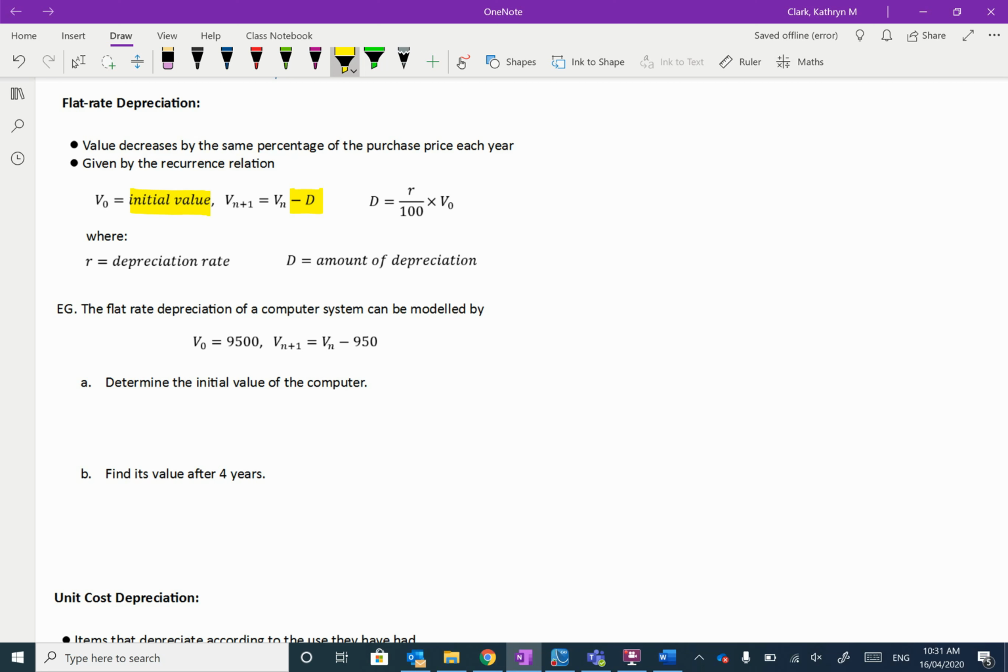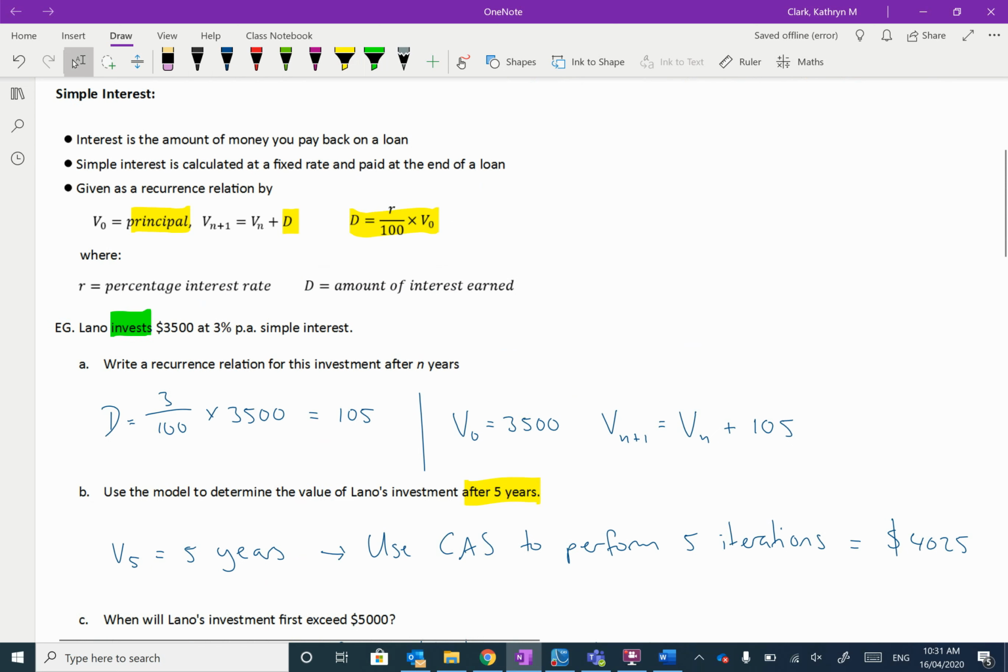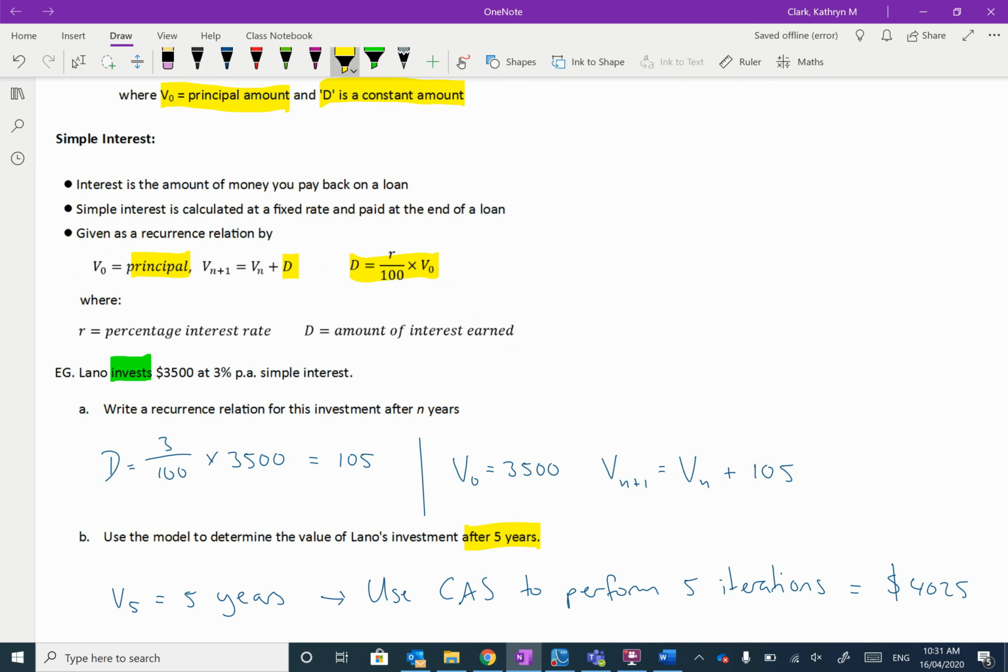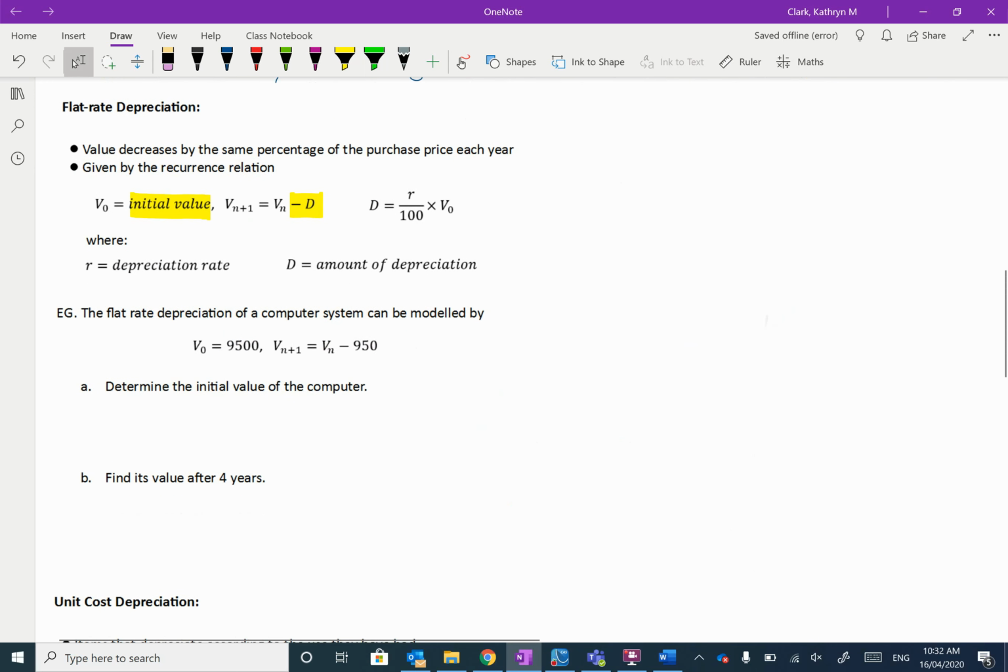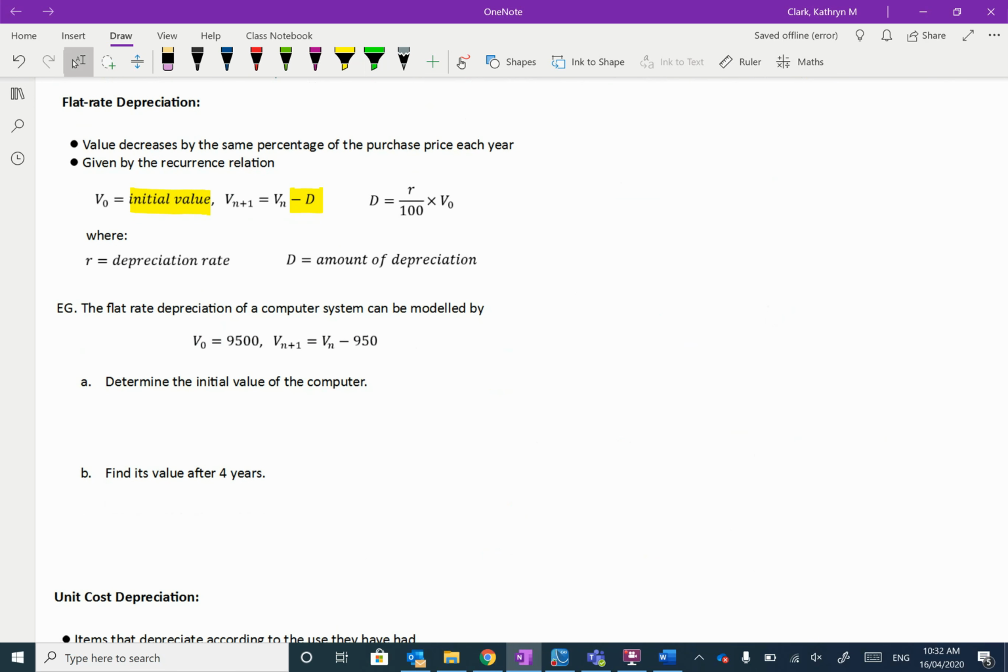V0 represents the initial value of our thing, rather than the principal, which is the same as an initial value up here. So up here we're talking about P being the principal. That's the amount that you start with. It's still the same down here in flat rate depreciation. V0 is always the amount of money that you start with.